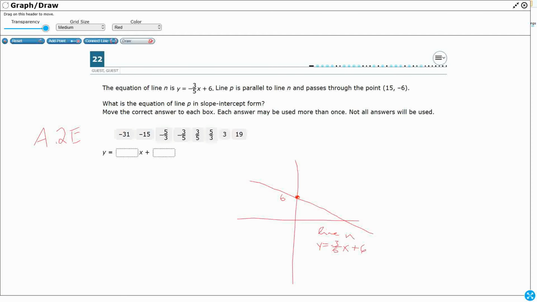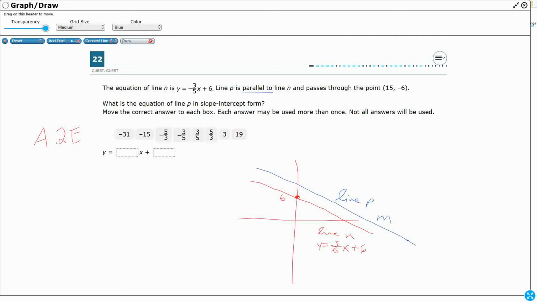Line P is parallel to that. And so it's going to pass through a certain point, (15, -6). So it's going to be over here somewhere, not sure without calculating whether it's going to be above or below. So let's just pretend it's above. Doesn't really matter. What we want to see is that it is parallel, which means we don't necessarily know anything about its y-intercept or possibly an x-intercept, but we do know its slope because it's identical. If it's parallel, parallel slopes are identical.